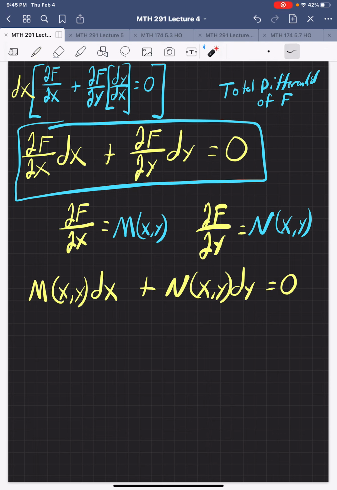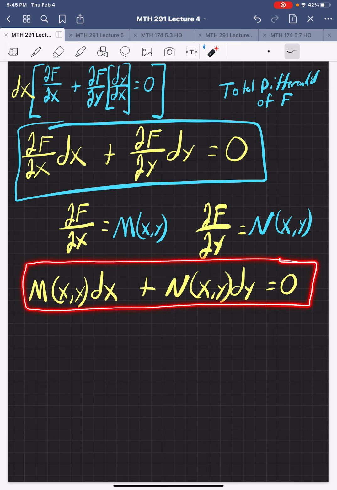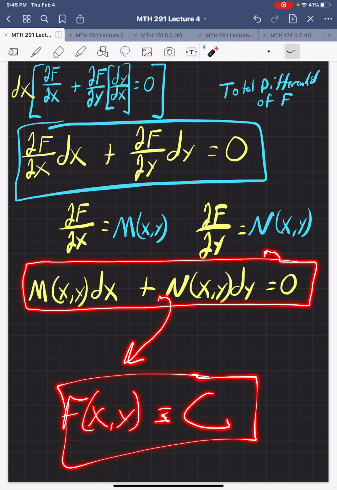Now, if your differential equation takes the following form, the solution to these types of differential equations are level curves. Okay, so just understand that. Remember, we want to be able to solve this, so we want to be able to say f of x, y equals a constant. I'm just letting you know that if your differential equation looks like the form above, the solution to such a differential equation is itself a level curve. Okay?